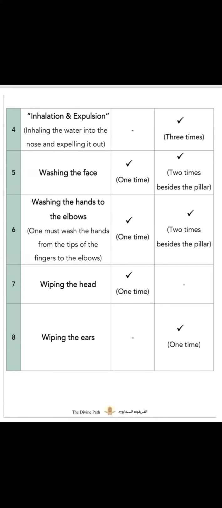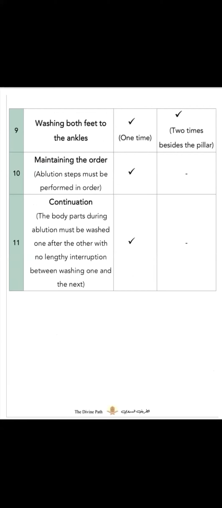Point number 11, if we look at point number 11, it says continuation. So here it means that when performing ablution, it's not allowed to take long breaks between the steps. For example, if someone's performing one of the steps and then they pause to step outside or talk to somebody and then come back and continue, that's considered invalid. Their ablution would be invalid. They can't stop for any reason for a lengthy period between these steps in ablution. That would invalidate the whole ritual.